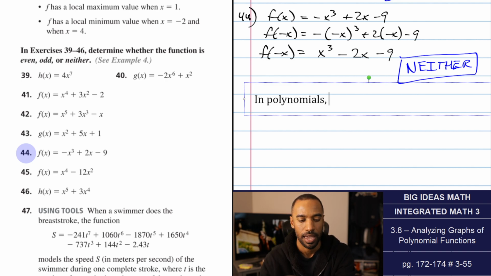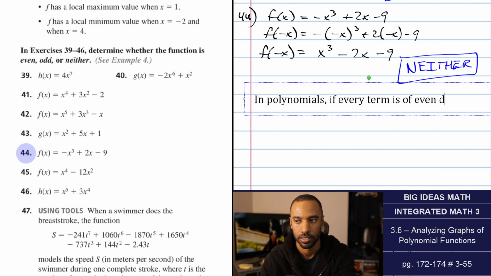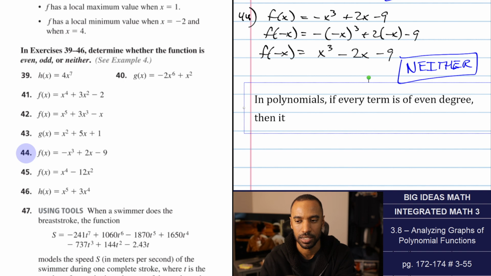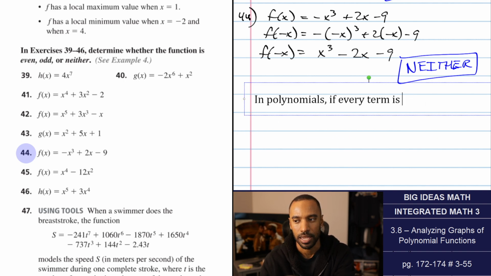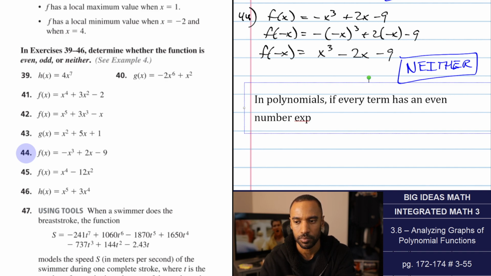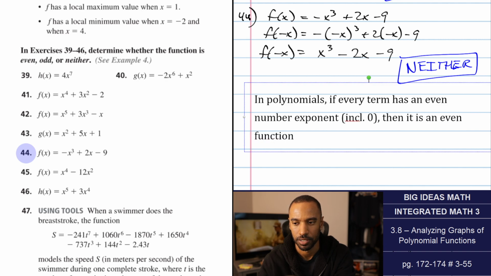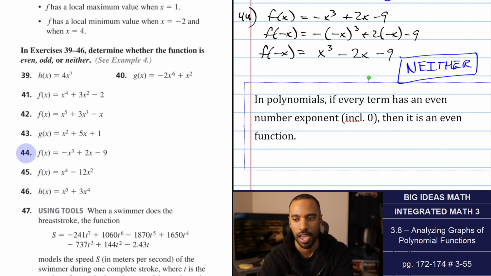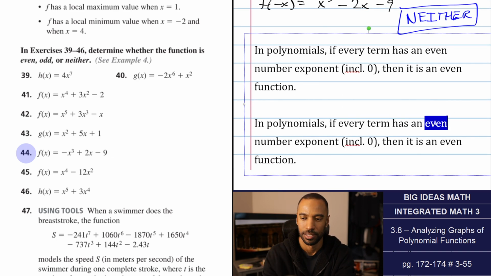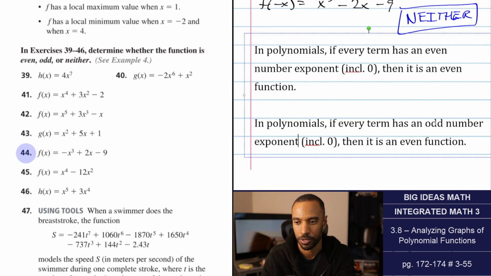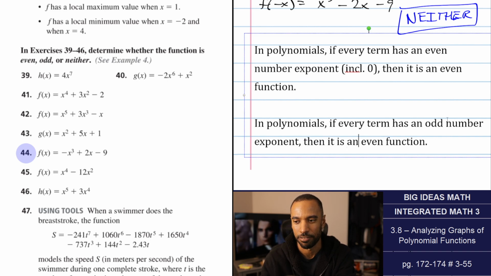In polynomials, if every term has an even number exponent, and that includes 0, 0 is an even number, and it's a constant, then it is an even function. If every term has an odd number exponent, not including 0, but including 1, then it is an odd function.